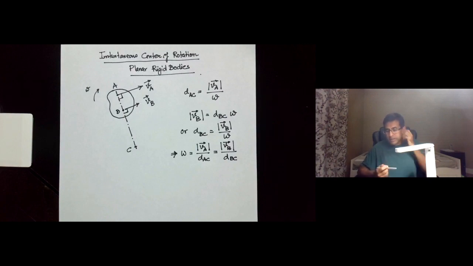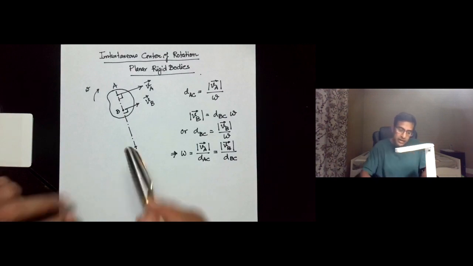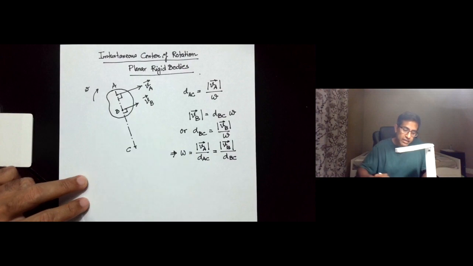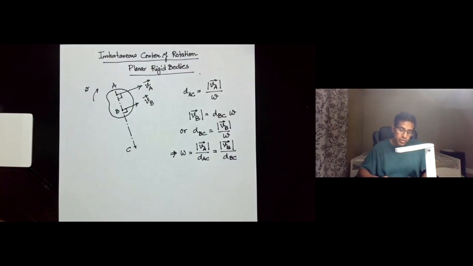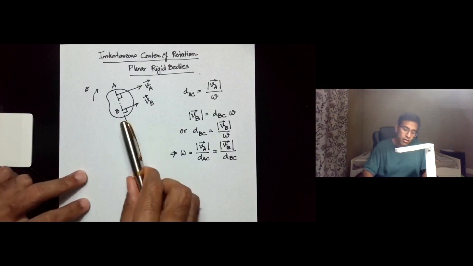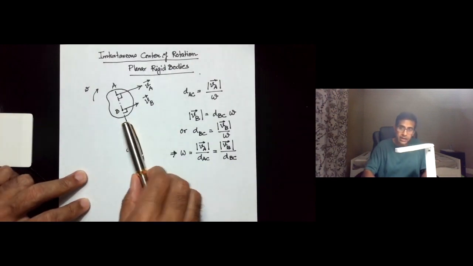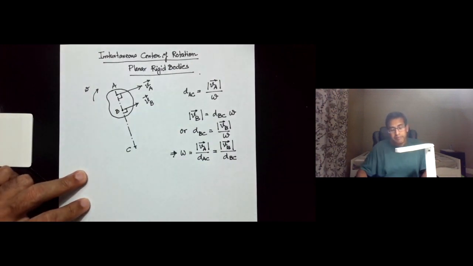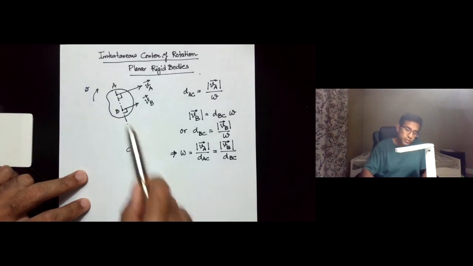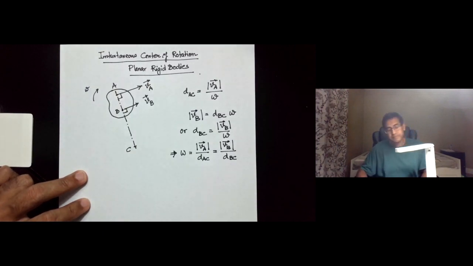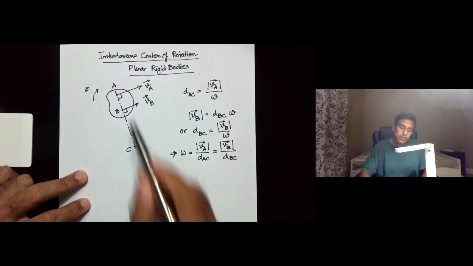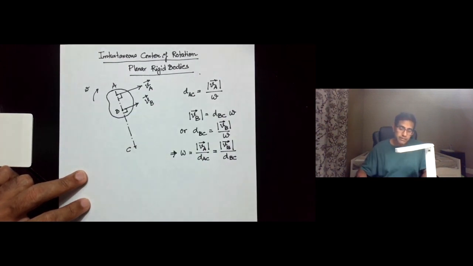So one thing that we can see over here is that if the 2 points A and B are chosen such that they are on the same perpendicular line to the velocity A, then what will happen is that the two velocities are going to be parallel.